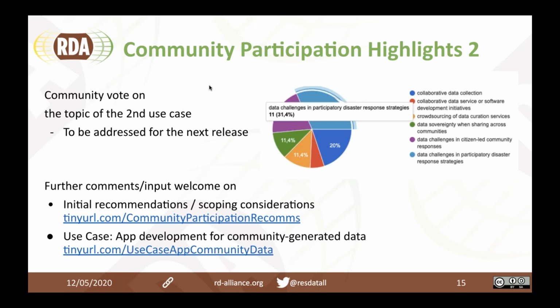For our next release, we have run a community vote to select the topic for the second use case, and the winner has been the topic of data challenges in participatory disaster response strategies. And this is the topic that we're going to address for our second use case. I remind everyone that the community participation subgroup has decided to provide the initial recommendations, so a set of recommendations around community participation in general, and then try to drill down into specific use cases where these recommendations can be more clearly highlighted. And that's our approach for the upcoming period.